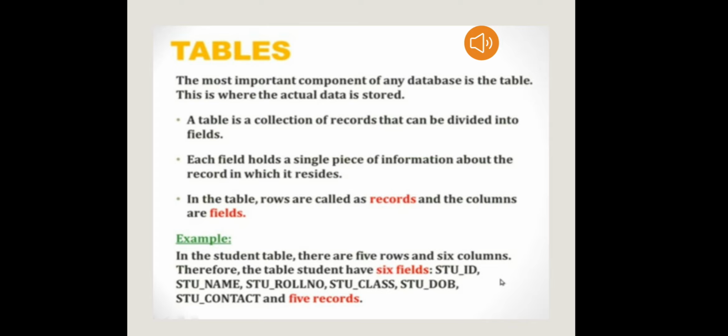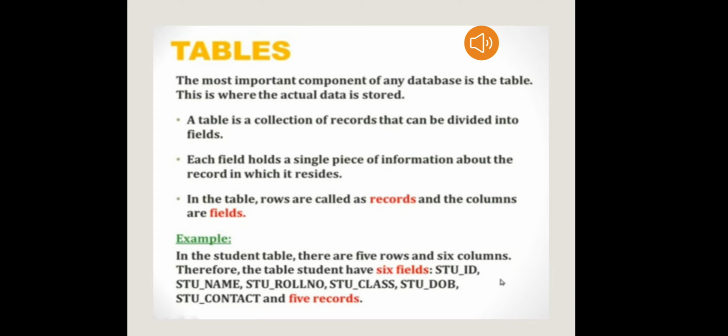Each field holds a single piece of information about the record in which it resides. In the table, rows are called records and the columns are known as fields, as we have studied earlier.